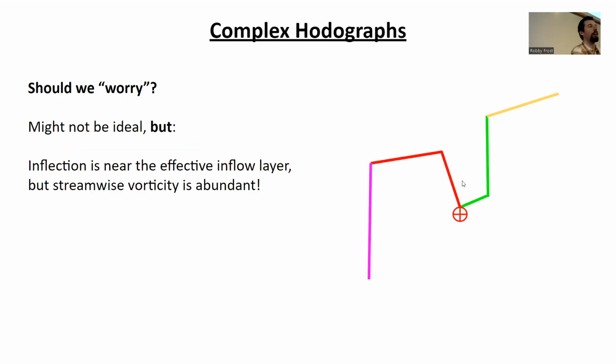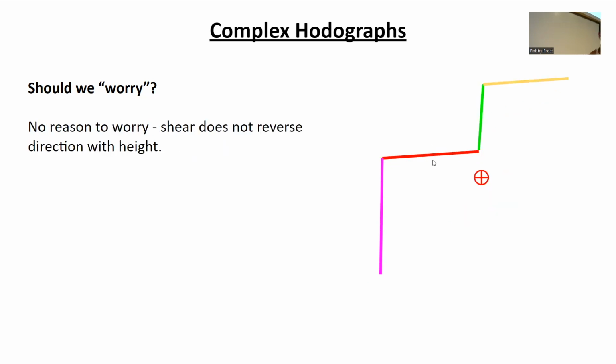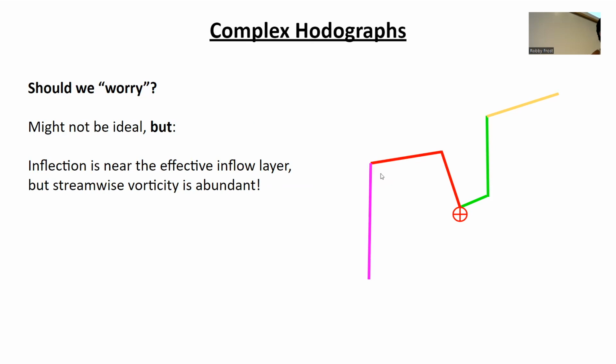This case, we're not ideal. We have this big inflection and it's right above that effective inflow layer. But remember, there are more frameworks going into this. We have a lot of streamwise vorticity here in that 0 to 2 kilometers. We're good, right? We don't really have to worry with this hodograph. No, it's not the best at supporting a right-moving storm, but we can actually get some pretty long-lived tornadoes with this kind of hodograph.